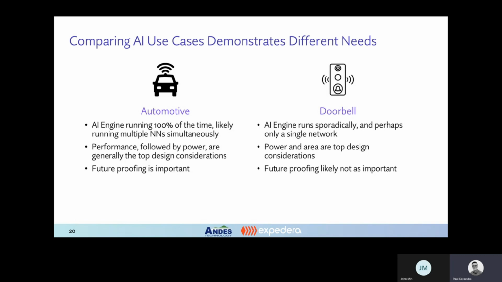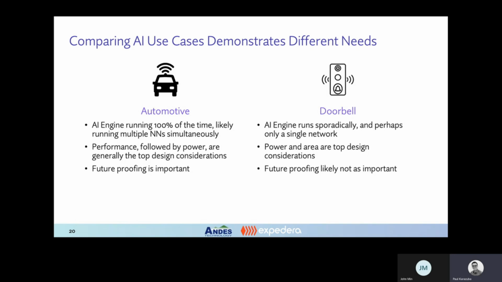Probably then followed by power, because of course we can't have our AI engines making any sort of measurable dent on the electric range or the gas mileage of a car. Area, perhaps not as much of a consideration, but future-proofing, very important. As new AI algorithms are developed, as the neural networks get more precise, as they get better, you are going to want to make sure that your NPU has the ability to handle those new networks in an easy way.